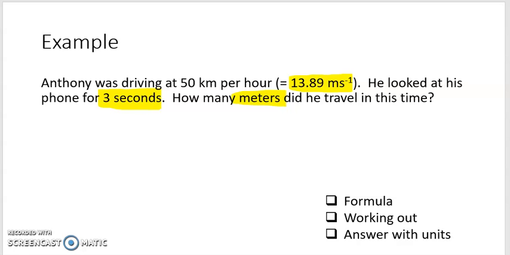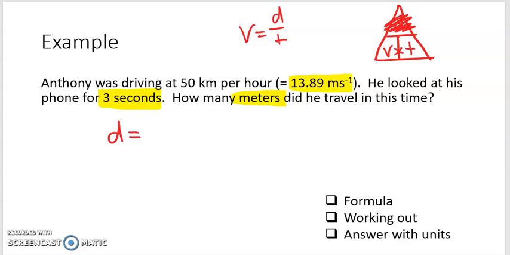So here we've got a question about the relationship between velocity, time, and distance. So we know we're going to be using the v equals d divided by t formula. But we will need to rearrange it first. So if we draw our formula triangle, so d up the top, t and v down the bottom. We're trying to find out distance. So we cover up the d, we're left with velocity times time. So that's a formula that we're going to write down. Distance equals velocity multiplied by time.